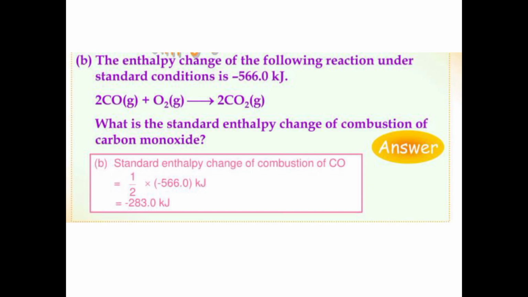Okay, let's look at some calculations. Now, the enthalpy change of the following reaction under standard conditions is minus 566.0 kilojoules. This is the reaction: 2CO plus O2 to give 2CO2. What is the standard enthalpy change of combustion of carbon monoxide? Now, this is a typical combustion reaction. CO undergoes combustion to form CO2. However, the standard energy change, which is delta H, has been given.